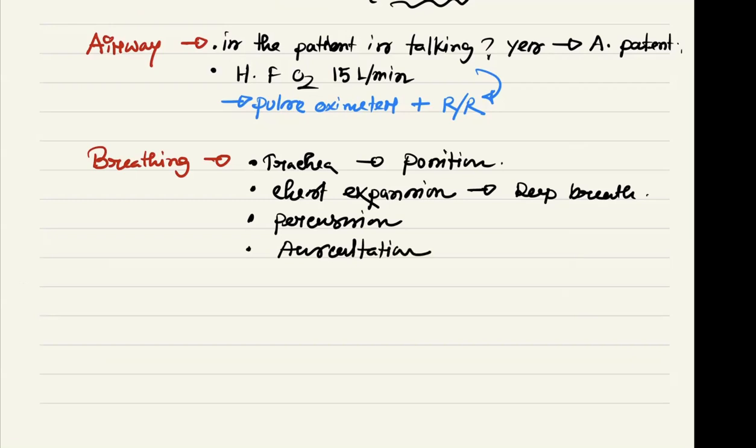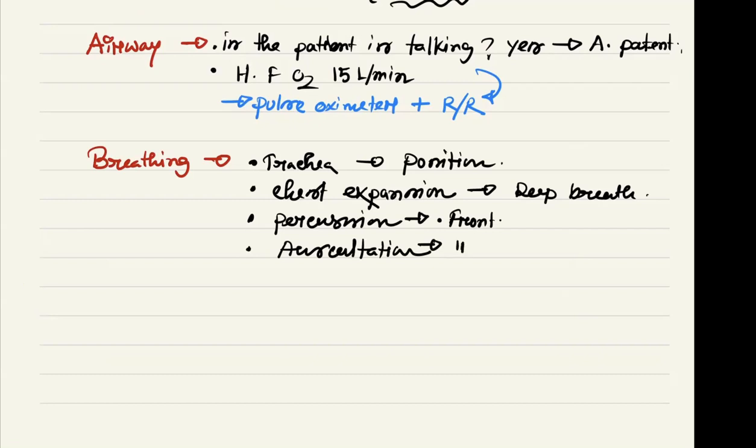Excuse me, Dr. Anthony. Percussion, which areas are you percussing? Anteriorly, posteriorly? In the first place, you have to auscultate and also percuss in the front first. First front, and I will say you have to go for the back as well. So you start the percussion and the auscultation in the front first.